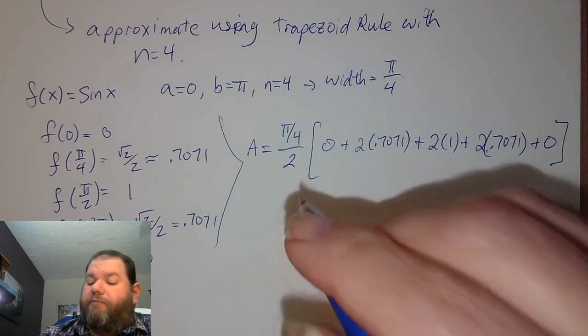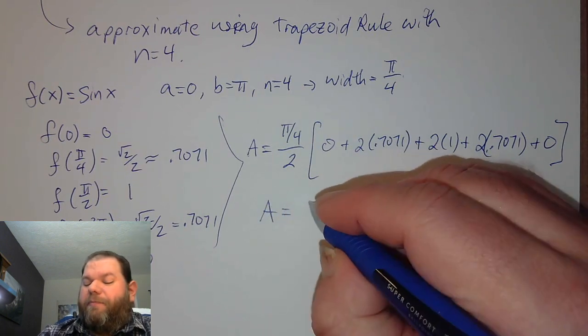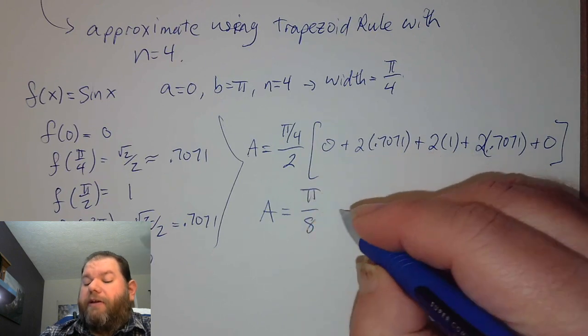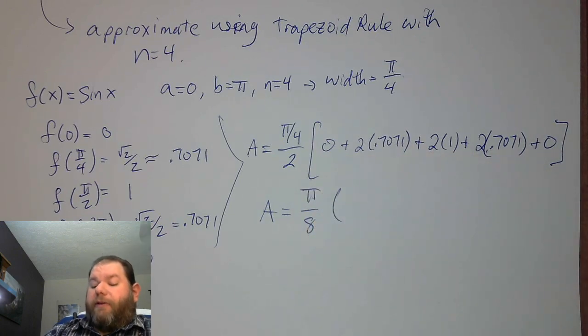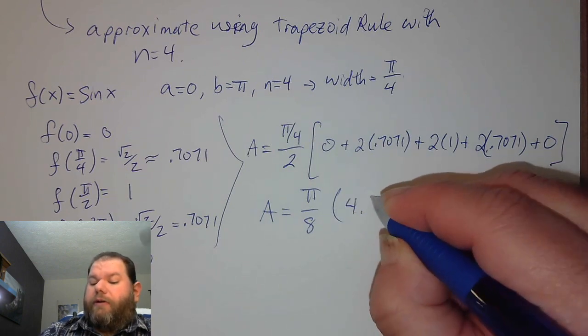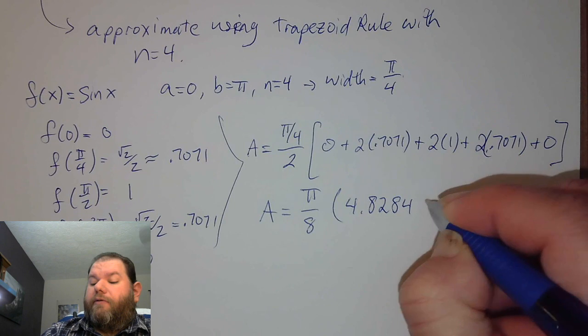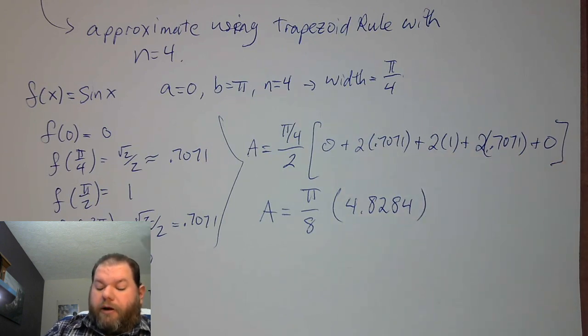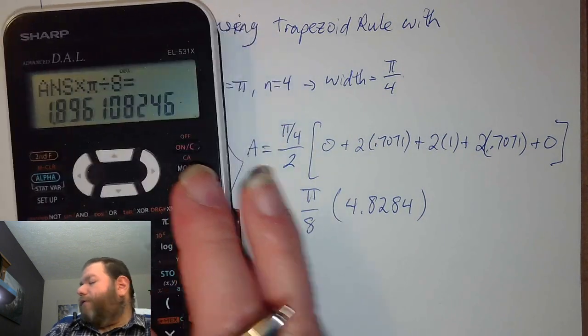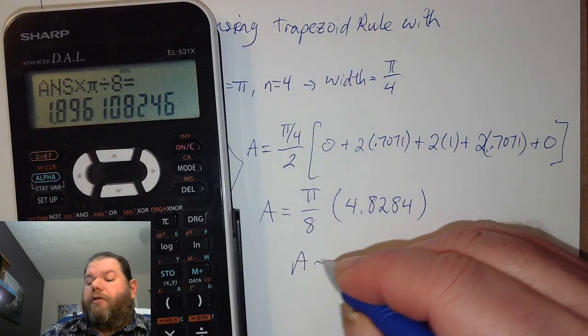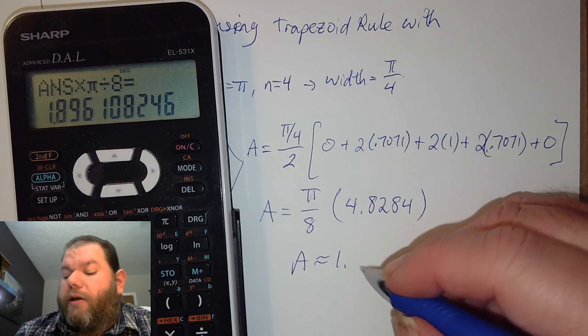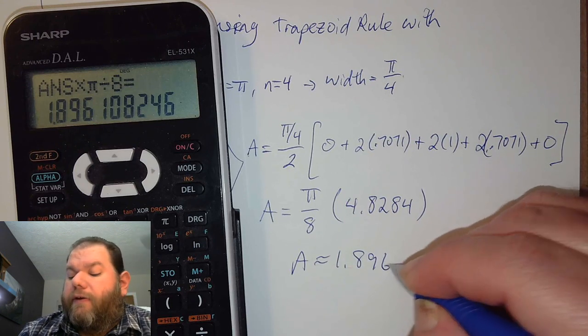Pi over 4 divided by 2 is pi over 8, and then inside, let's approximate this. 0.7071, technically we have it 4 times, plus another 2. So 4.8284. Multiply that by pi over 8. So we get a value for the area of 1.8961.